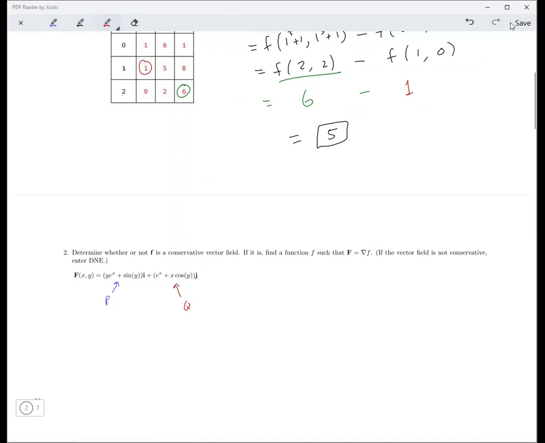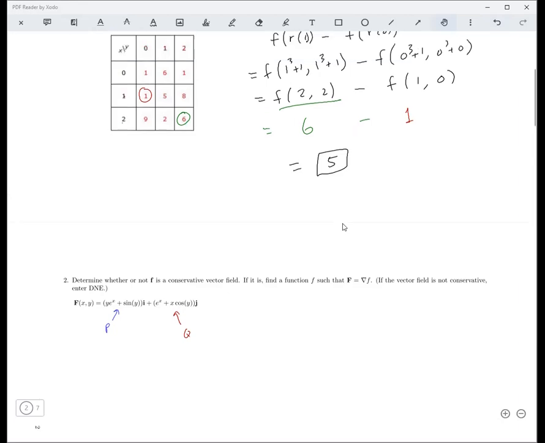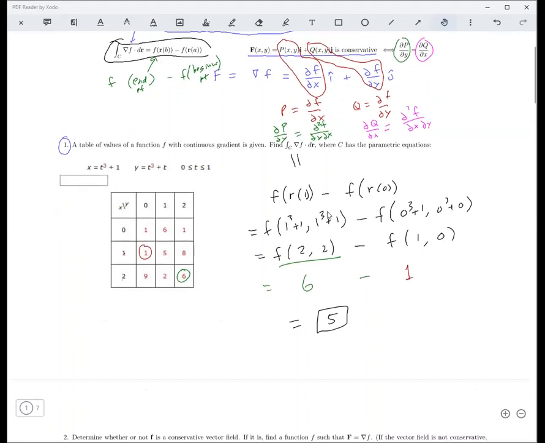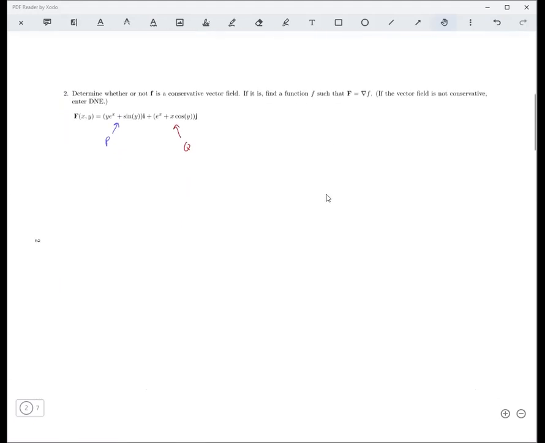And so once again, just a quick check to see if it's conservative, you can take the partial of P with respect to y and the partial of Q with respect to x, and see if those are equal. And if they are, then it's going to be conservative. So let's go ahead and do that.